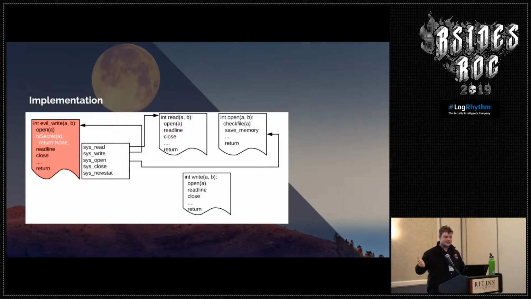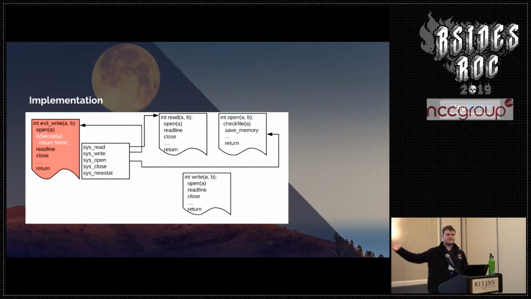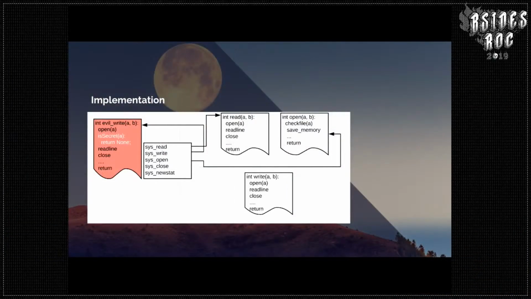So here's a standard implementation. You have the system call table, and it hijacks the pointer to our evil write. Once there, after they call write, we get execution because the pointer's overwritten.